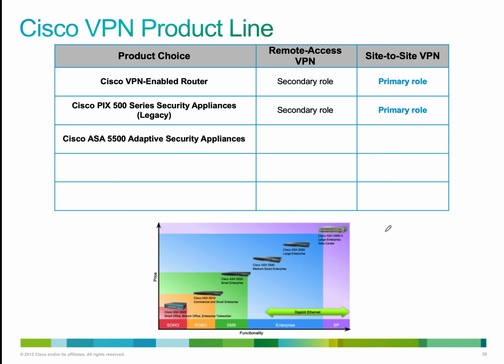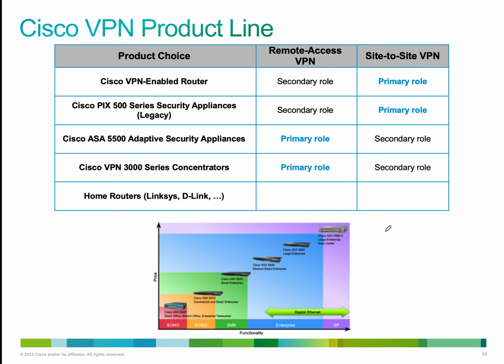If you choose the Cisco ASA 5500 adaptive security appliance, then it changes. The remote access will be the primary role and the site-to-site will be the secondary role. If you choose a product like the Cisco VPN 3000 series concentrator, then remote access VPN will be the primary role and the secondary role will be site-to-site. If you choose a product like a home router, Linksys, D-Link, the remote access will be the primary role and site-to-site will be the secondary role.